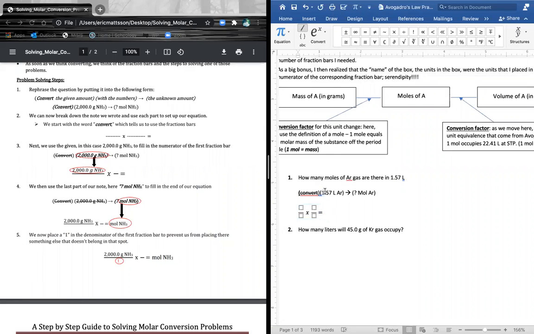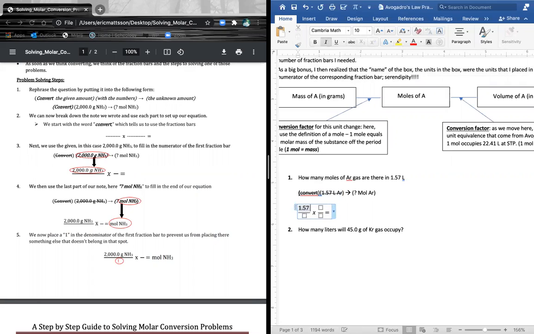The next part of my note is this, and again, it doesn't matter what the question is, I've found it's always the same. Whatever this is always goes in this first numerator. So I'm taking 1.57 liters of argon. There we go. Now I go on to step 3. The next part of my note always goes to the back of my equation. I want to know what I'm looking for, and I'm looking for moles of argon there. So now I'm out of my note.